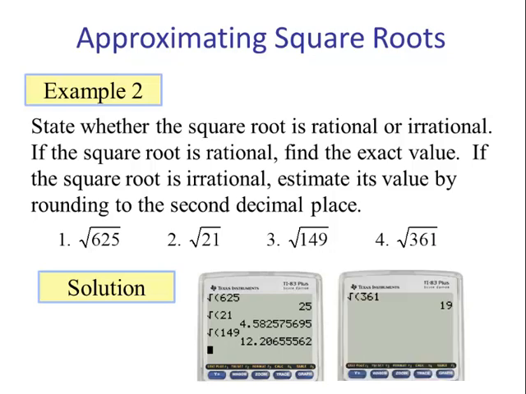And the last one, square root of 361 equals 19. This is a rational number. 361 is a perfect square.